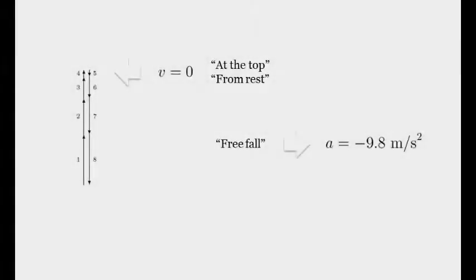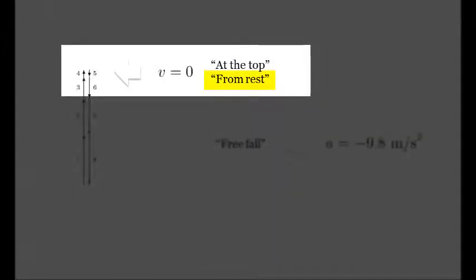Oh yeah, this is just one more thing about looking for implied data. So I mentioned before that the words "from rest" imply velocity, the initial velocity is 0.